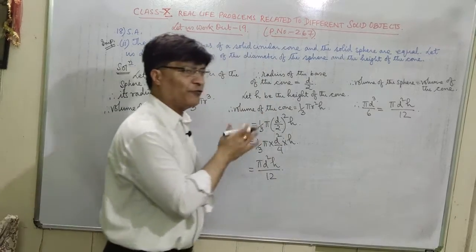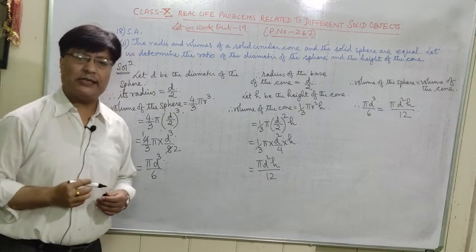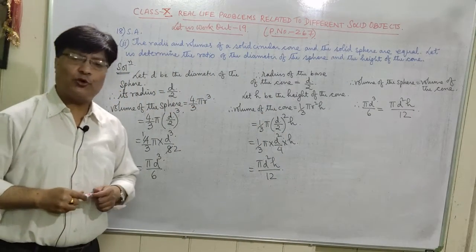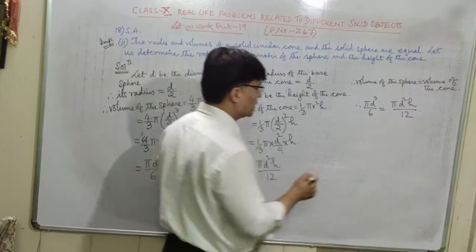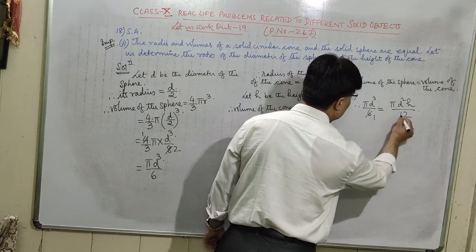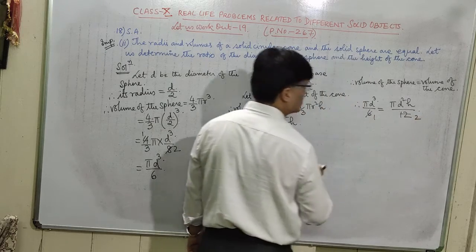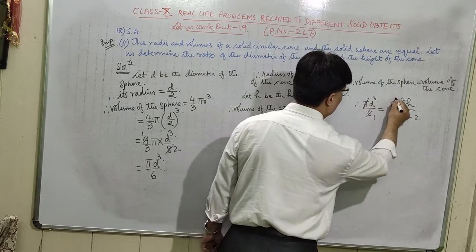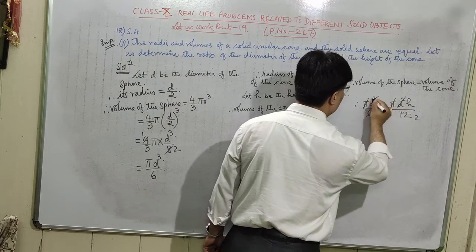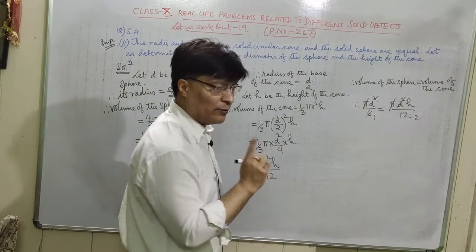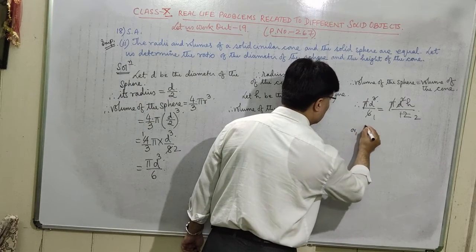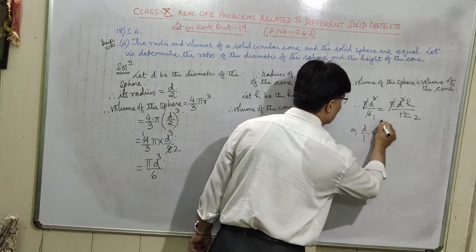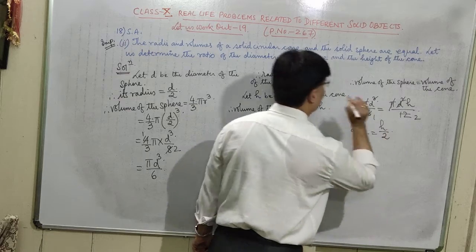Okay, so from this relation we can easily get the ratio of the diameter of the sphere and the height of the cone. Here you can cancel: 6 ones are 6, this is 6 twos are 12. Pi gets cancelled, and d square, and one of these d cube will be cancelled, so you will have only d out there. So it is d upon 1 is equal to h upon 2.